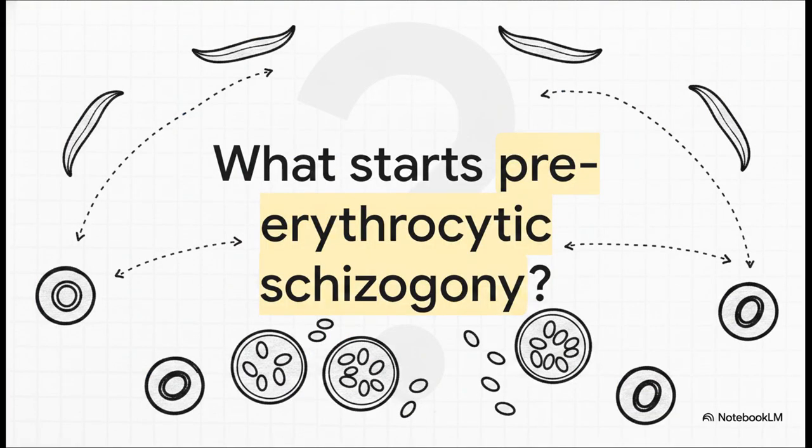Okay, time for a quick active recall check straight from your text. Which of the following can start pre-erythrocytic schizogony? Is it A, B, C, or D? Take a second. If you chose A, the sporozoite, you hit the nail on the head. The sporozoite is the infective stage that kicks off that very first liver cycle.